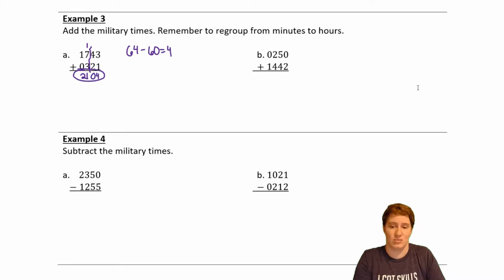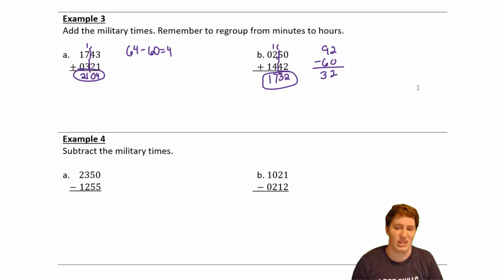And the next one works really similarly with this idea. You also have to carry on this one, because 0 plus 2 is 2, 5 plus 4 is 9, but 92 is too big. So we have to do 92 minus 60 and then carry a 1 over here. So instead of it being 92, it's going to be 32. And then 1 plus 2 is 3, plus 4 is 7, and 1, 1732. So really, in a lot of ways, it's not different from what we did with standard time.